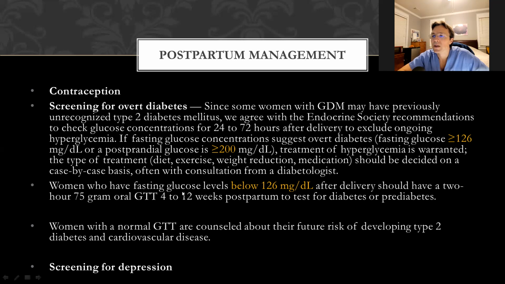So if the woman's fasting level is below 126, then after delivery, right, you can do then in that regard, like, oh no, you're a green light. No, you're not a green light yet. We still have to check again. All right, and you're going to do the 75-gram oral glucose tolerance test, which is going to be done within 4 to 12 weeks postpartum. Okay.